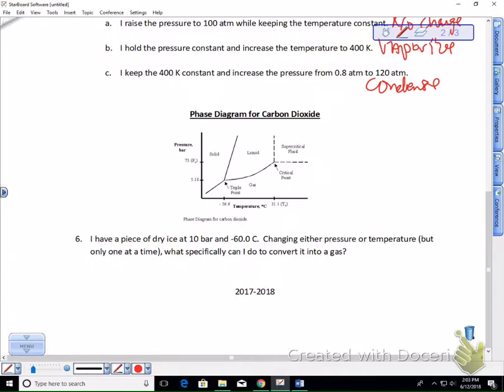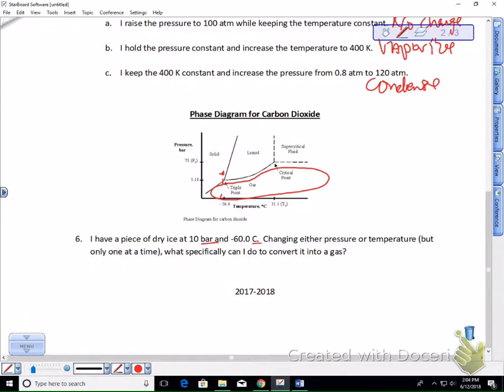So we have different units here. That doesn't really affect it. We have Celsius and bar. Right now at 10 bar and minus 60, I would be at about probably here, somewhere like that. So changing either pressure or temperature, what can I do to convert it into a gas? To convert it into a gas, I need to get somewhere down in this area here.